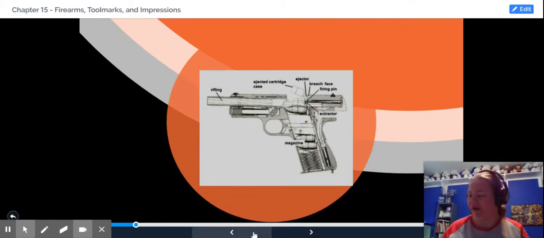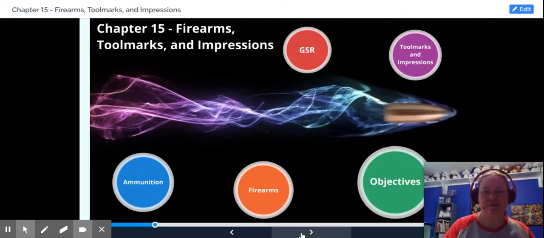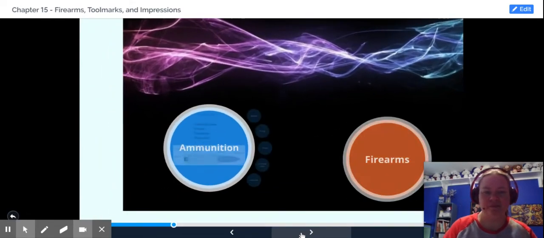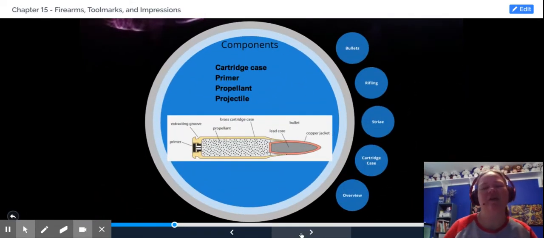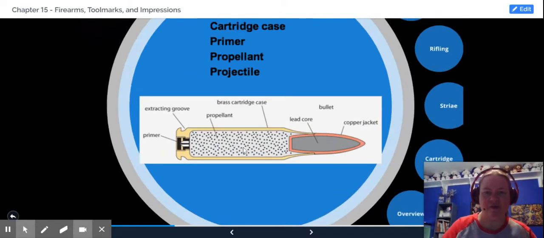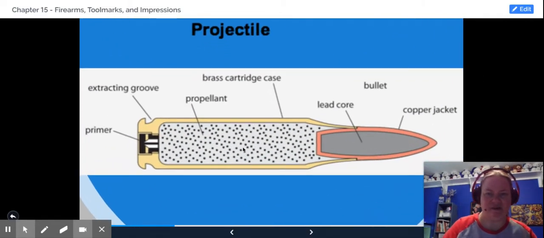Oh, and by the way, guys, we're going to talk about ammunition in a minute, so hold off on that. All right, so the components of ammunition are the cartridge case, the primer, the propellant, and the projectile, which would be the bullet.